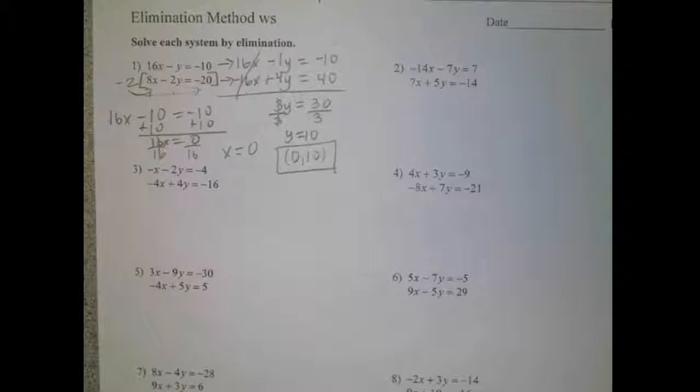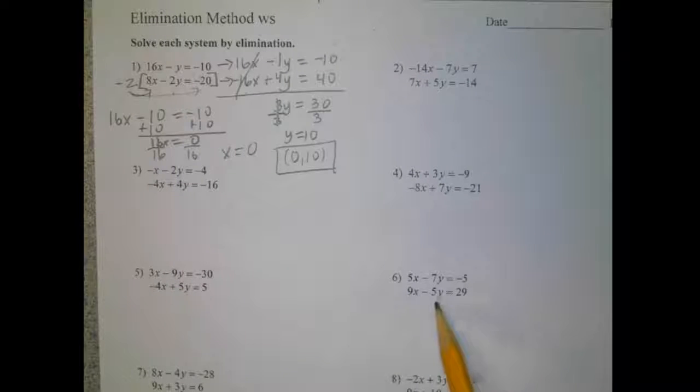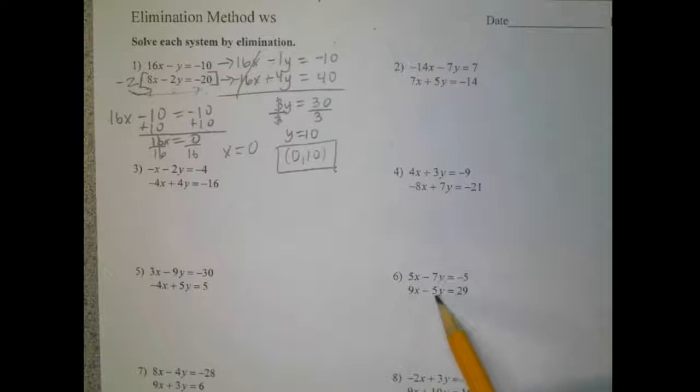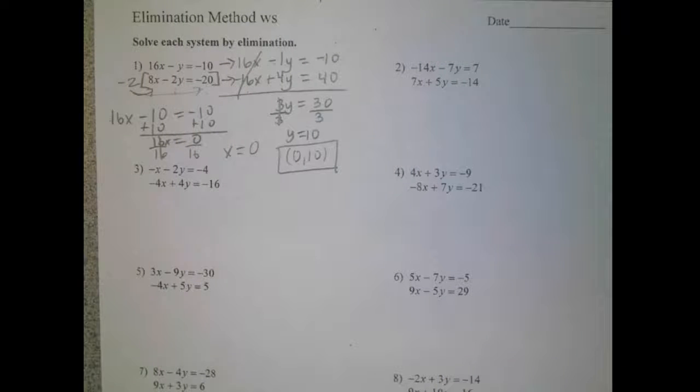Let's look at number 6. It's got some big numbers there. I've got a 9 and a 5, a 7 and a 5. I can't turn a 7 into a 5. I can't turn a 5 into a 9. So I'm going to have to look for that least common multiple.